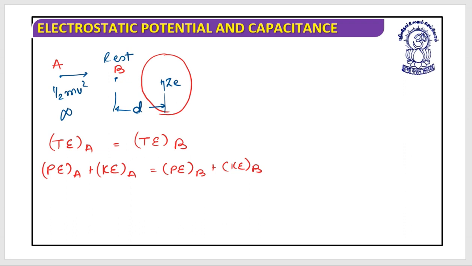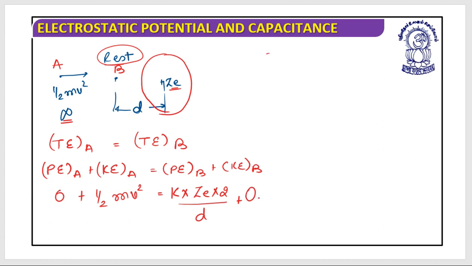So what is potential energy? Potential energy at infinity is considered 0, so it is 0 plus the kinetic energy given, half mv square, which equals the potential energy at B. Potential energy at B is K multiplied by Q1 multiplied by Q2 divided by the distance D. Q1 would be Ze, Q2 for the alpha particle 2He4 is 2e, plus kinetic energy. Look at this, it came to rest, so it would be 0. I hope these things are clear.